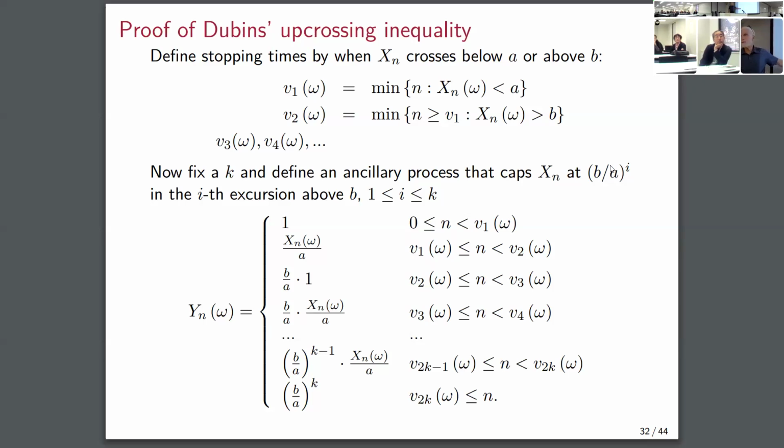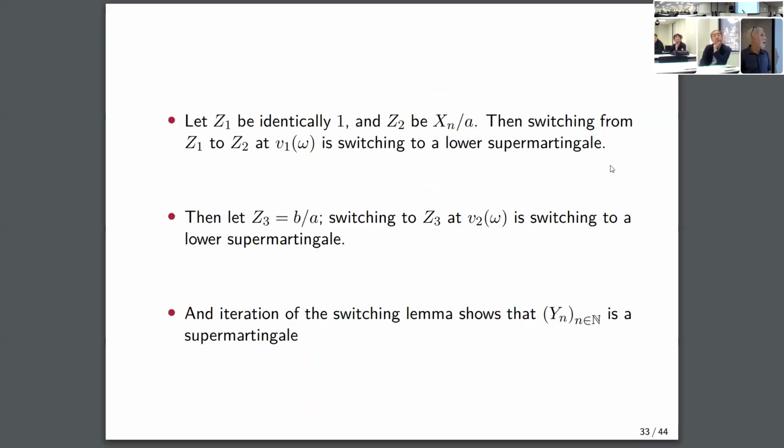So this is a new process. It's pulled out of the air. What I want to convince you is this new process is a supermartingale. So let's check. Let Z1 be identically 1. Let Z2 be Xn over A. If we switch from 1 to Xn over A at time V1, well, we're switching to a lower supermartingale. So 1 is a trivial supermartingale, and we switch from Z1 to Z2, which is a positive supermartingale. Let Z3 be B over A. If we switch from Z2 to Z3 at time V2, we have a new supermartingale. So at each step we have a supermartingale. So this whole thing, Yn, is a supermartingale.